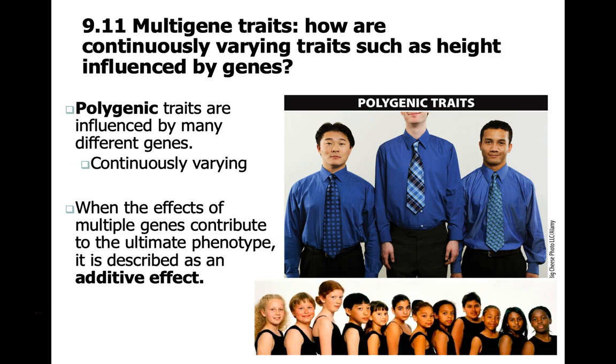Very often, the variation that we see in the human population is due to these polygenic traits, and a lot of the characteristics that we see as varying among a large group of individuals or even among distinct populations are due to multiple genes all working together.